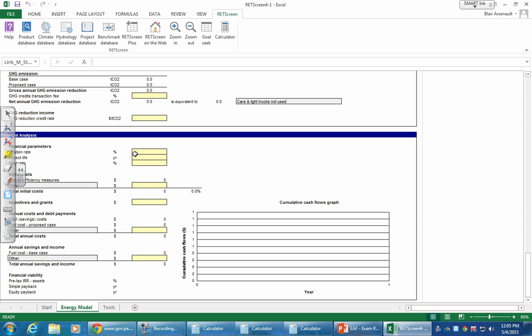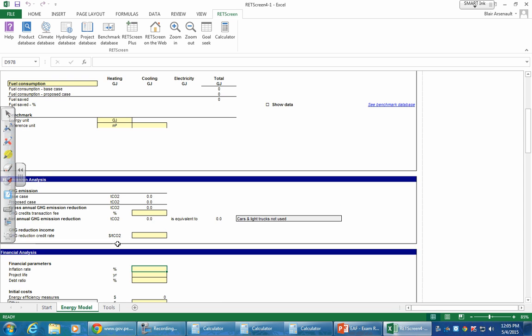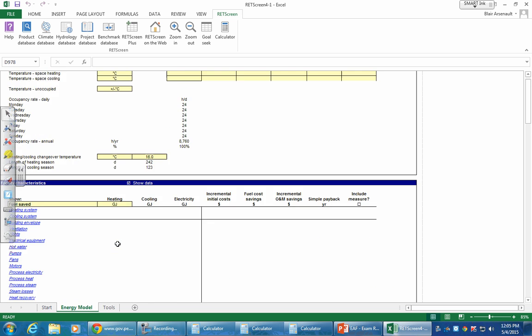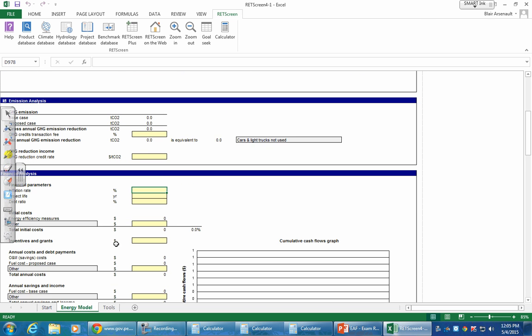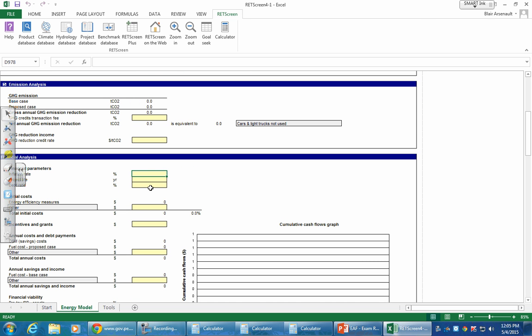And what we're looking at is this part here. The financial, really, I should have started up here. But if I scroll down, all I really want for this is the financial piece. We're doing some upgrade, and we're going to put it in here. So inflation rate, I'm going to give you all of these numbers. Let's say 2.5%. It's a project life of 25 years.